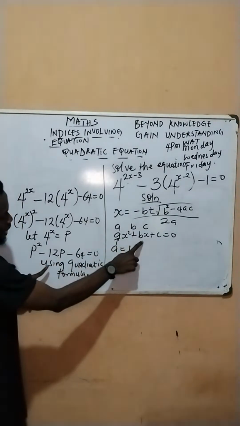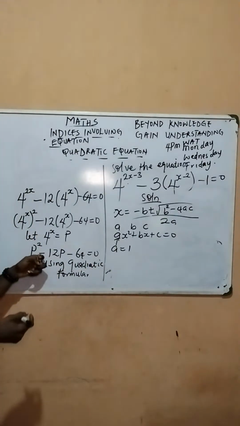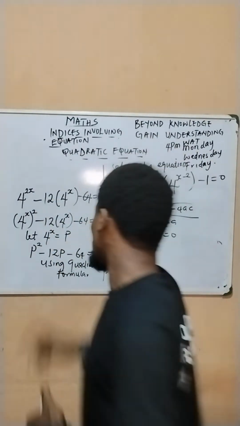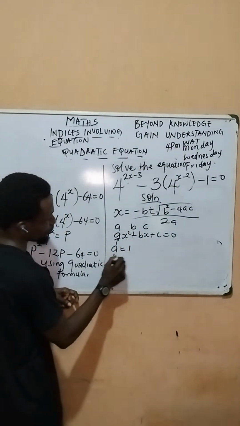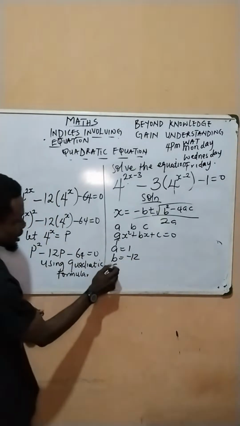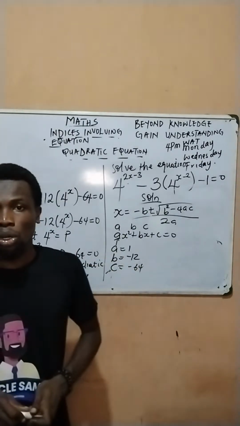So b here will now be the coefficient of what? This p here. And that is what? Not just 12, because the sign comes before any given number or variable. So the coefficient of p here is what? Negative 12. So our b is negative 12. And then our c is what? Negative 64. We've gotten all that we need.